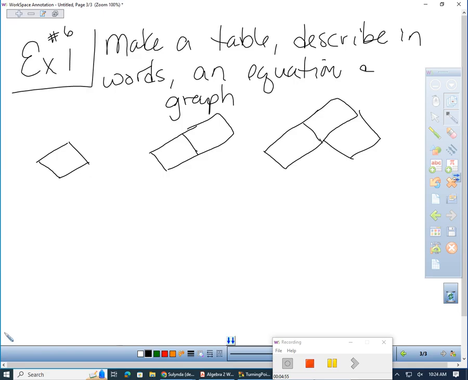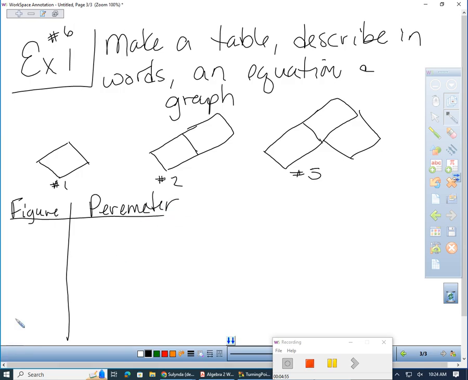All right, so now the first thing we're going to do is make a table. Over here on my table, this is the figure. So like this is figure number 1, this is figure number 2, figure number 3. Okay? And over here we're going to talk about the perimeter.